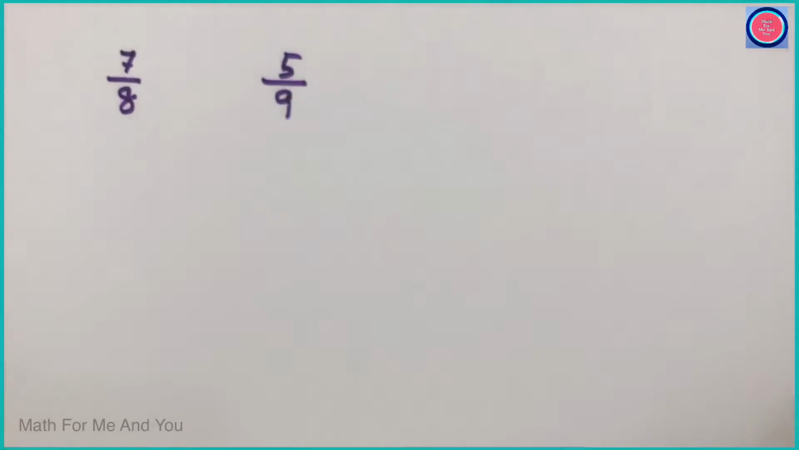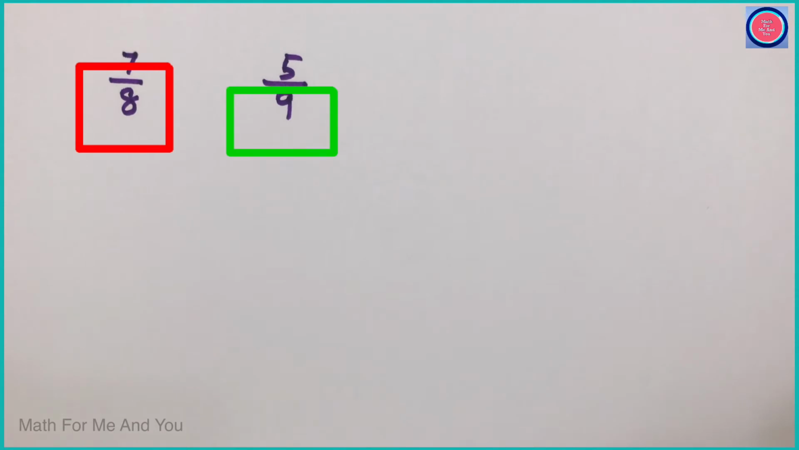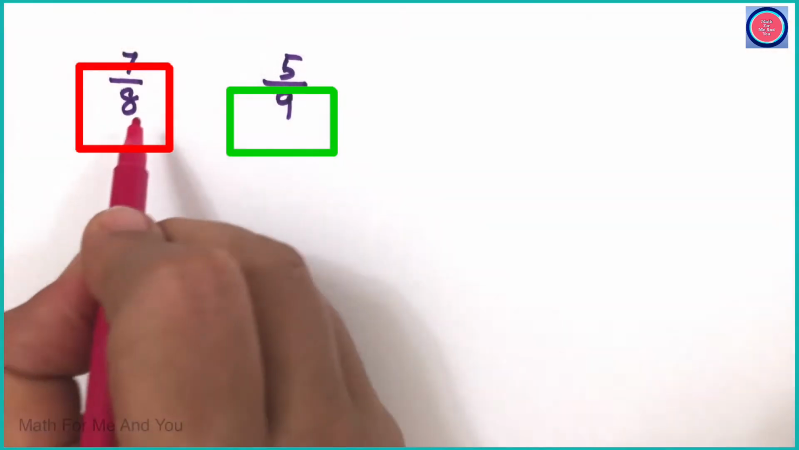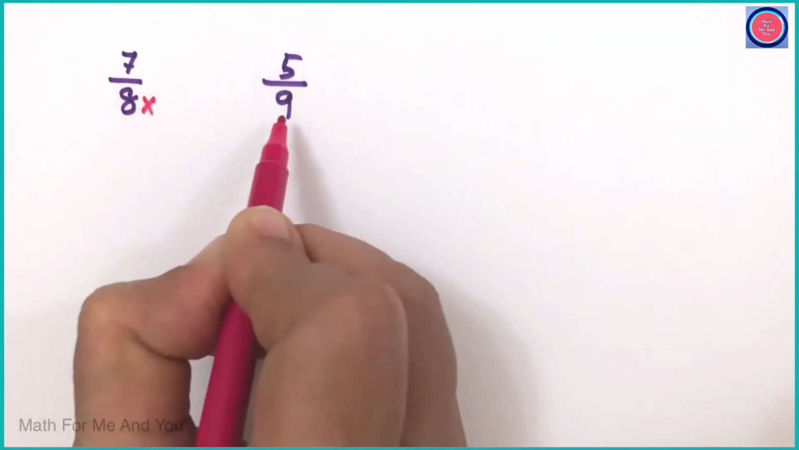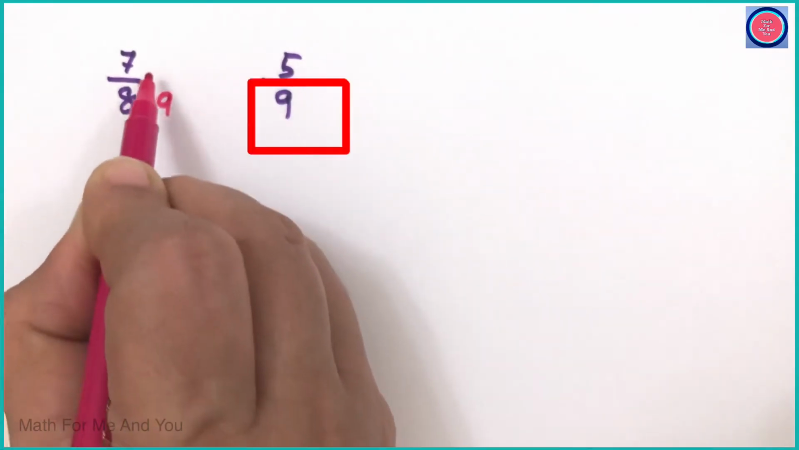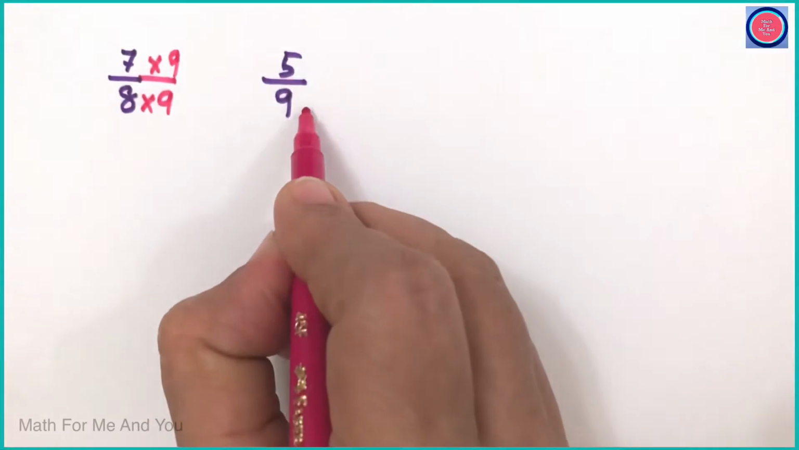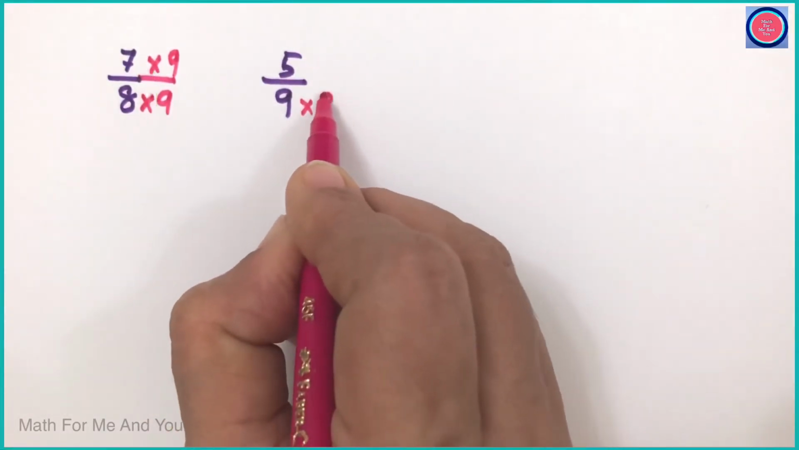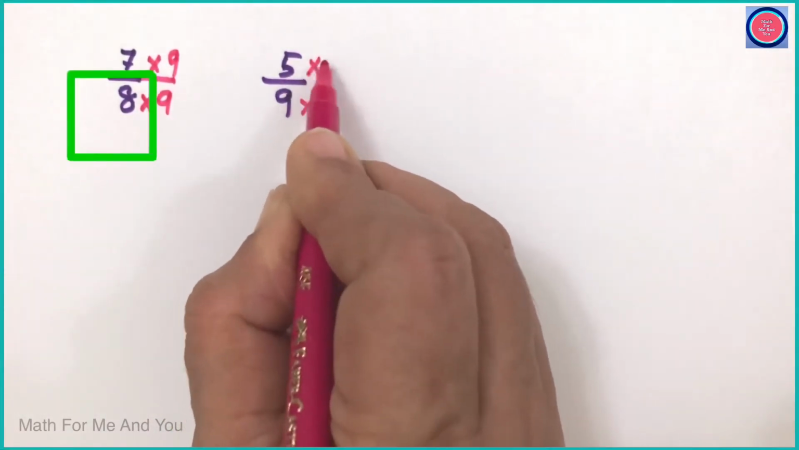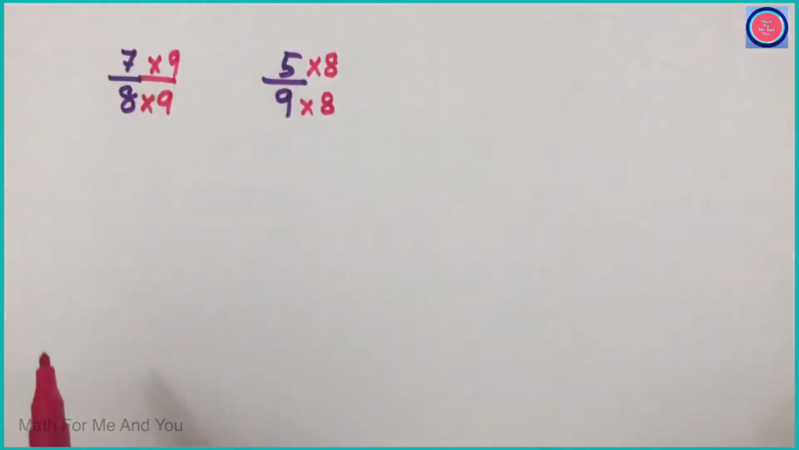Here it is 7 over 8 and 5 over 9. Two fractions, and they are unlike fractions because of different denominators, 8 and 9. 8 we cannot change to 9, or even 9 we cannot change to 8. So we multiply 8 with the other denominator 9. Numerator, denominator we multiply. And the second fraction we multiply numerator and denominator with the first denominator 8.